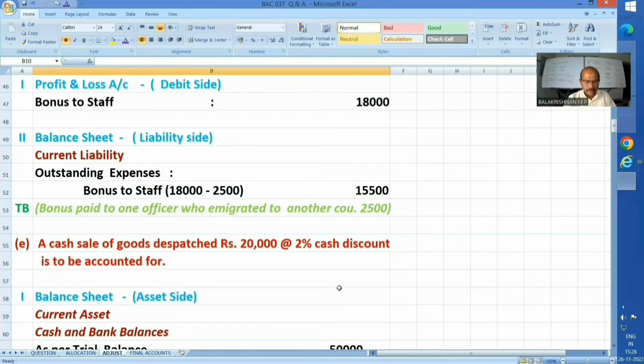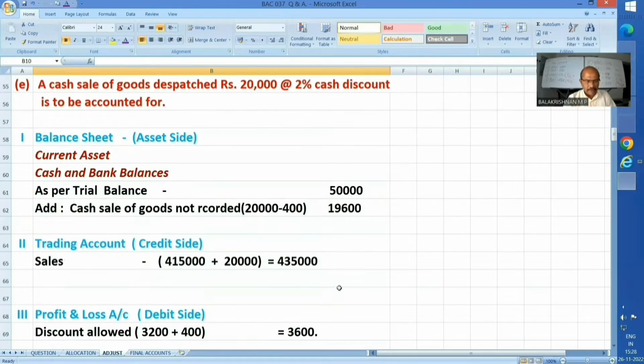Okay, and next one, item E. A cash sale of goods dispatched rupees 20,000 at the rate of 2% cash discount is to be accounted for. Cash sale means it should strike you immediately that cash movement is there, that has not been accounted. So in the current asset, cash balance or cash and bank balance, whatever it is, given is 50,000. To that, we need to add the net amount received.